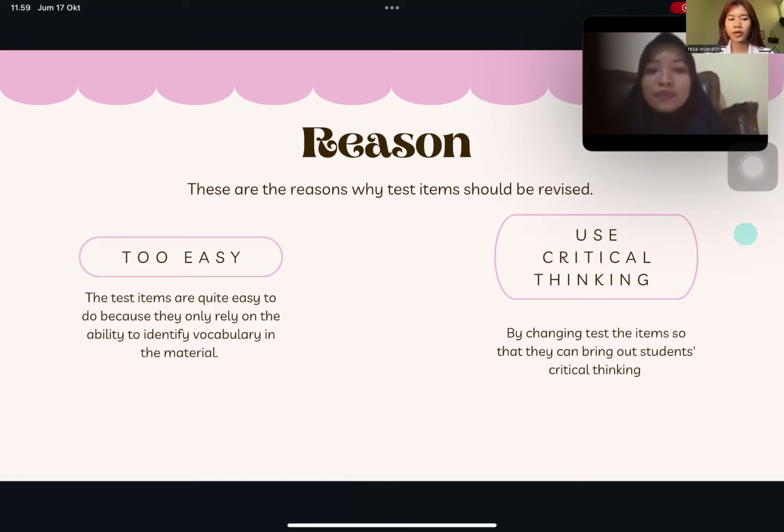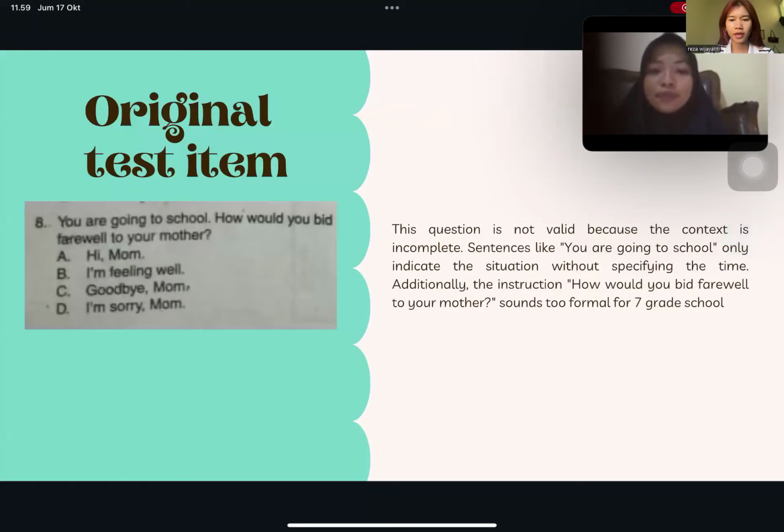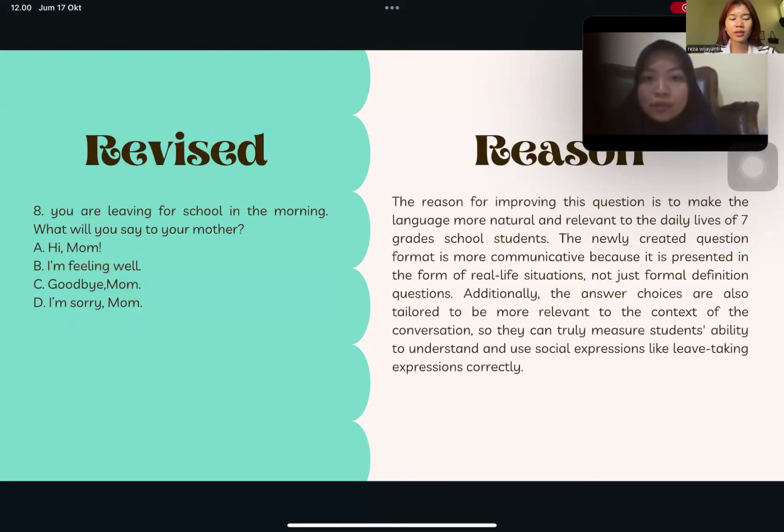So the next question is number 8. You are going to school. How would you bid farewell to your mother? We think this question is not valid because the context is incomplete. A sentence like "you are going to school" only indicates the situation without specifying the time. Additionally, the instruction "How would you bid farewell to your mother" sounds too formal for 7th grade school. And then we revised it.